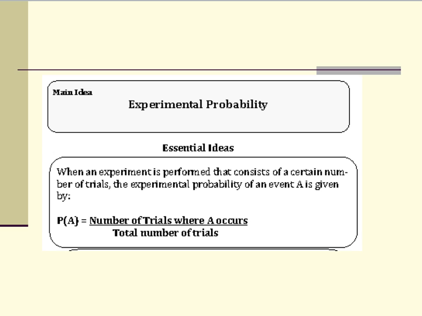Experimental probability now. When an experiment, like I said, we're doing an experiment here, is performed that consists of a certain number of trials, the experimental probability of an event A is given by the number of trials where A occurs over the total number of trials. So we still have our total number on the bottom. Our top is how many times our event actually occurs.